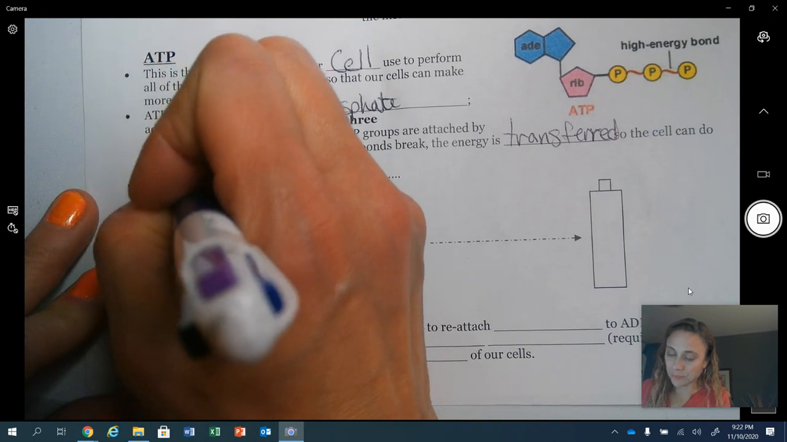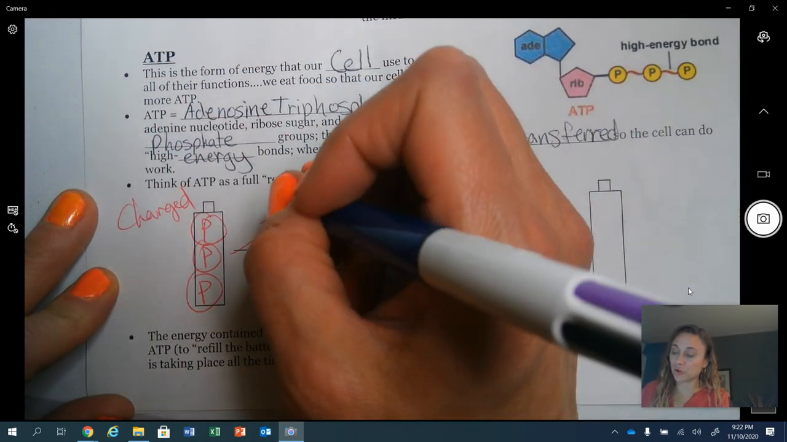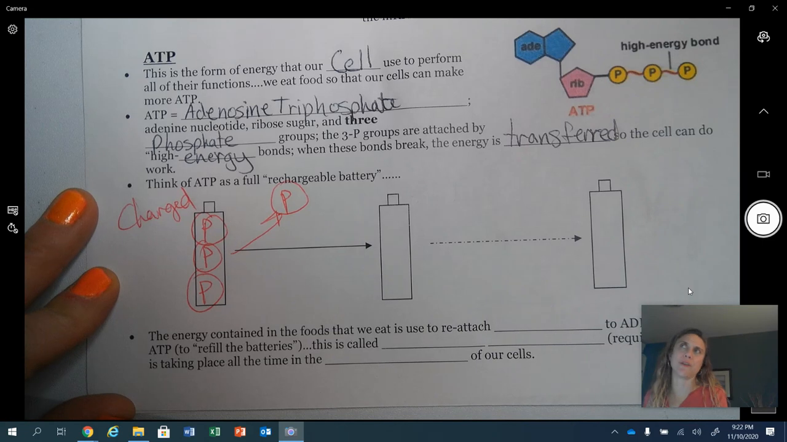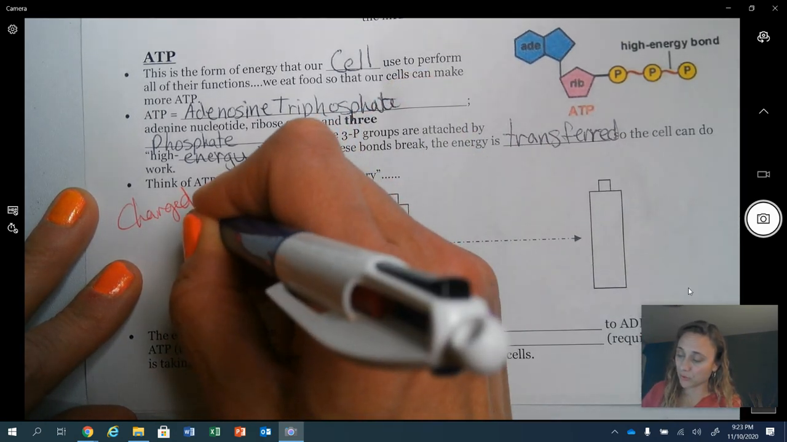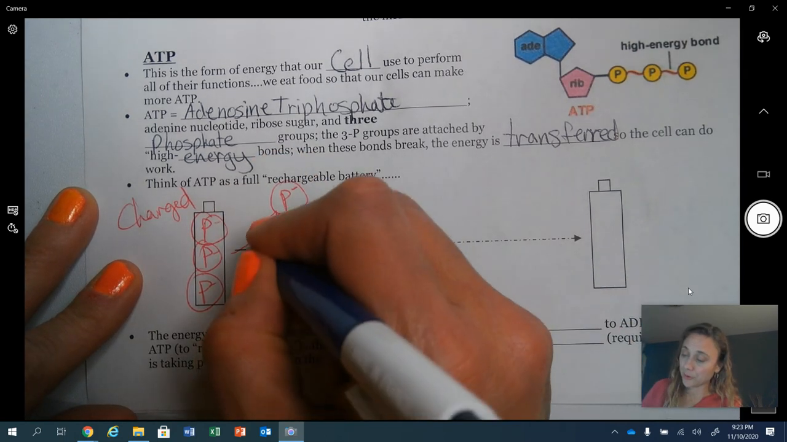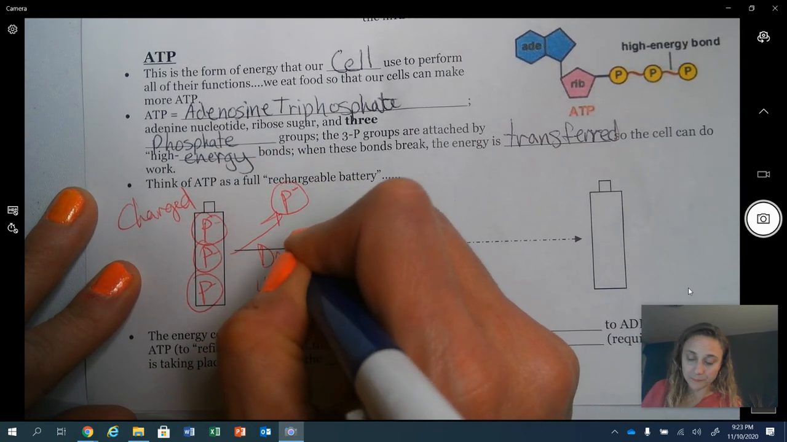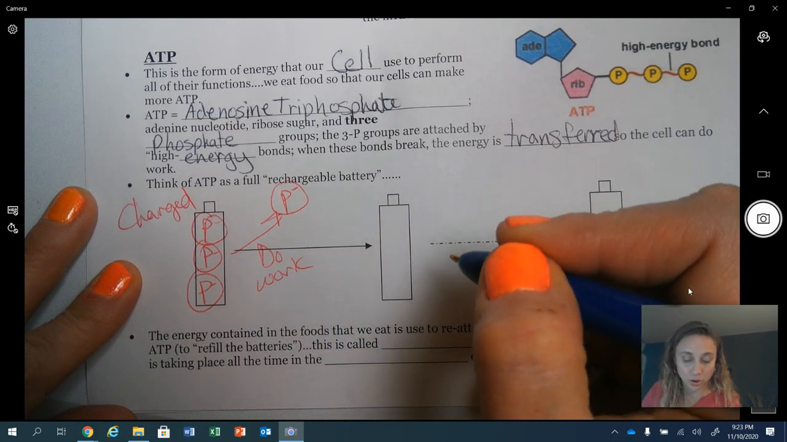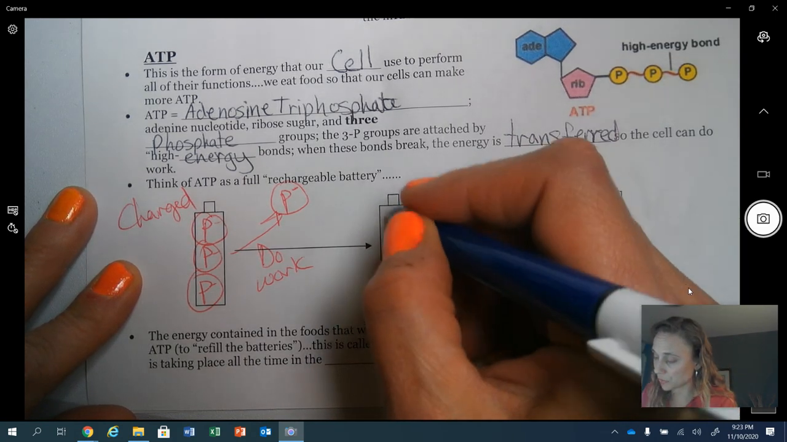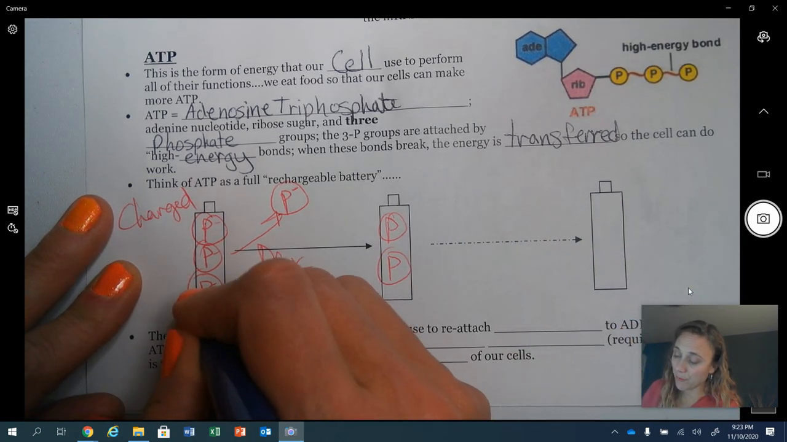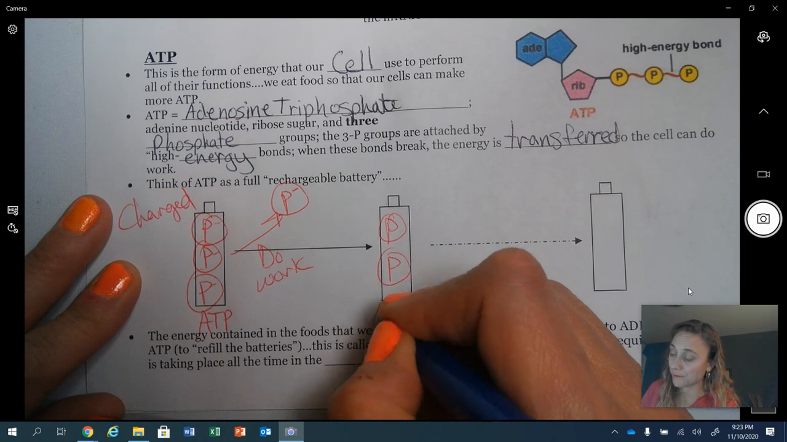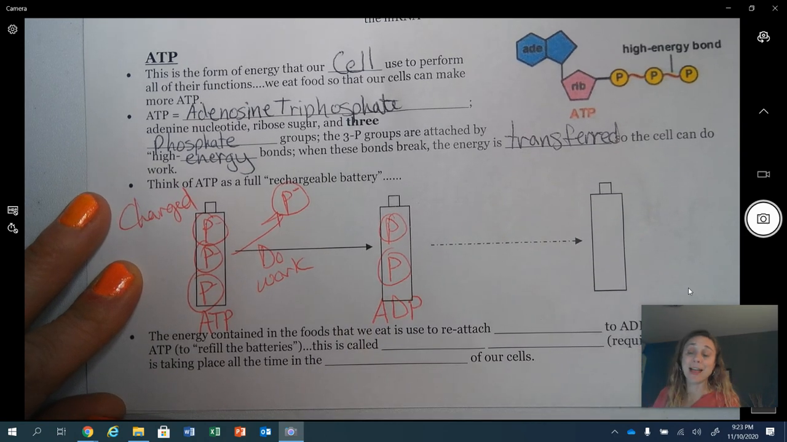And when it does its job, one phosphate group leaves. It phosphorylates an enzyme. It adds its phosphate group to an enzyme, which makes the enzyme bend in a conformational change. But remember, these phosphates are all a little negative. It does the work, and it's actually less charged by one phosphate. And it changes from ATP, adenosine triphosphate, to ADP, adenosine diphosphate.